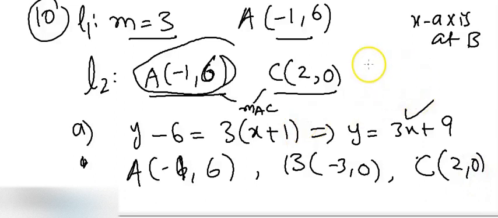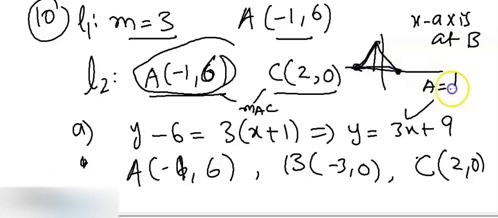So now you can plot these points and you can see that it is minus 3 comma 0 over here and 2 comma 0, and then minus 1 comma 6 is somewhere over here, so this is going to be this way. And then you can find this as height and this as base, so area is 1 over 2 base into height. This is open for you to do, to complete it.